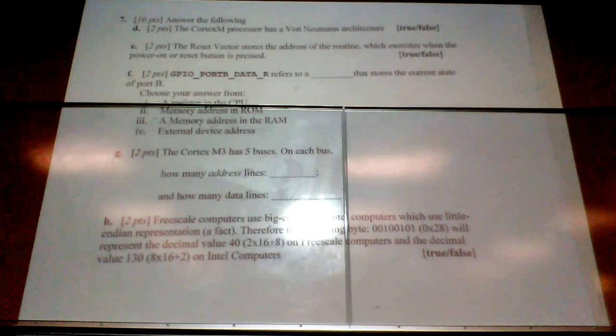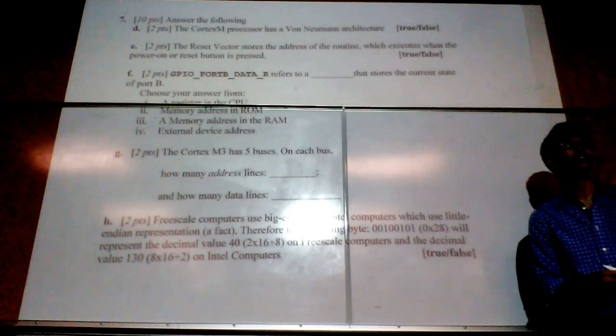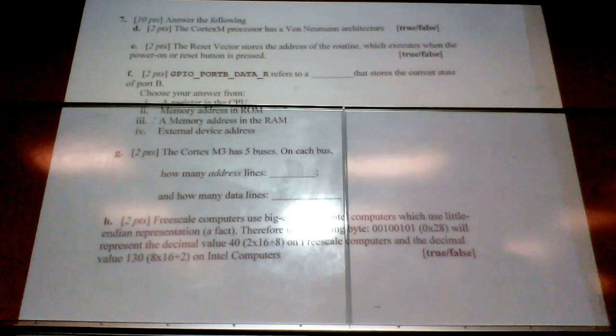The processor has a von Neumann architecture. True or false? True. False. You guys haven't been reading your book. What does it have? Harvard. It has a Harvard architecture. What's the difference between a Harvard architecture and a von Neumann architecture? A Harvard has multiple buses, just in general, and a von Neumann has one unified bus. Okay?